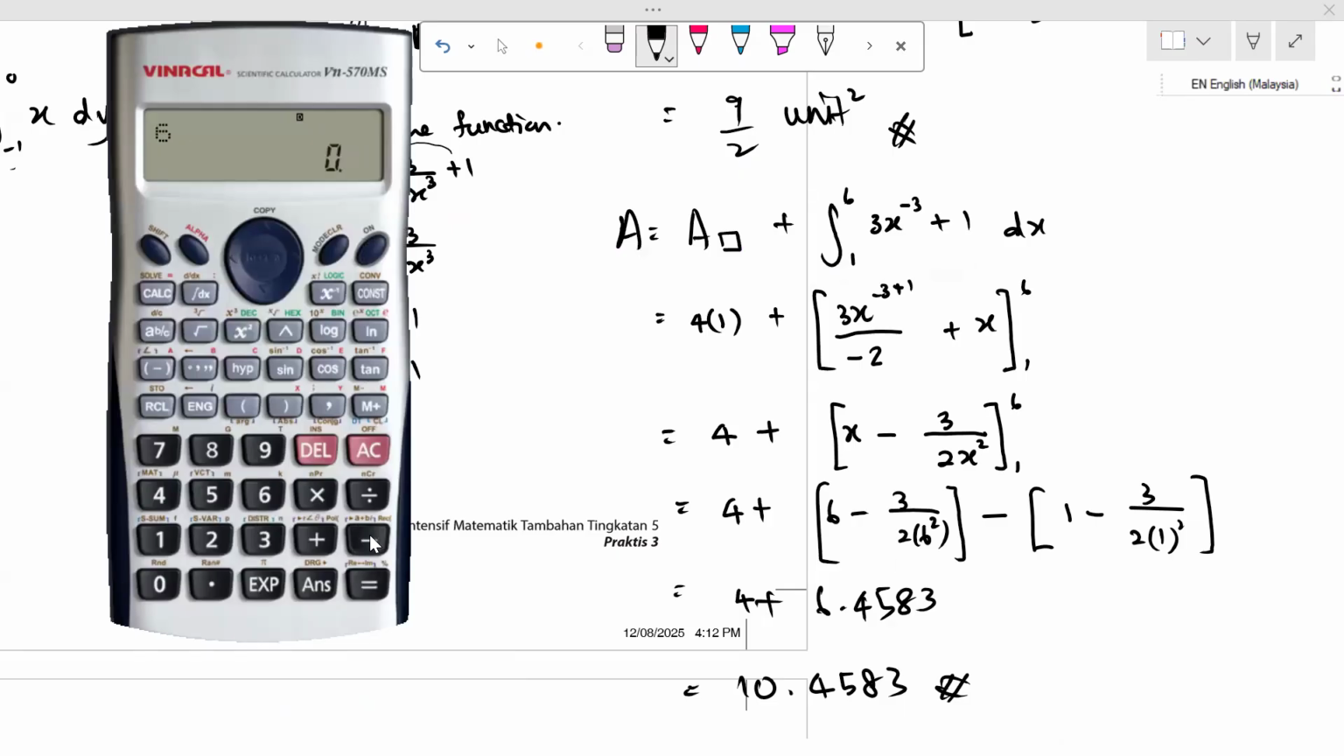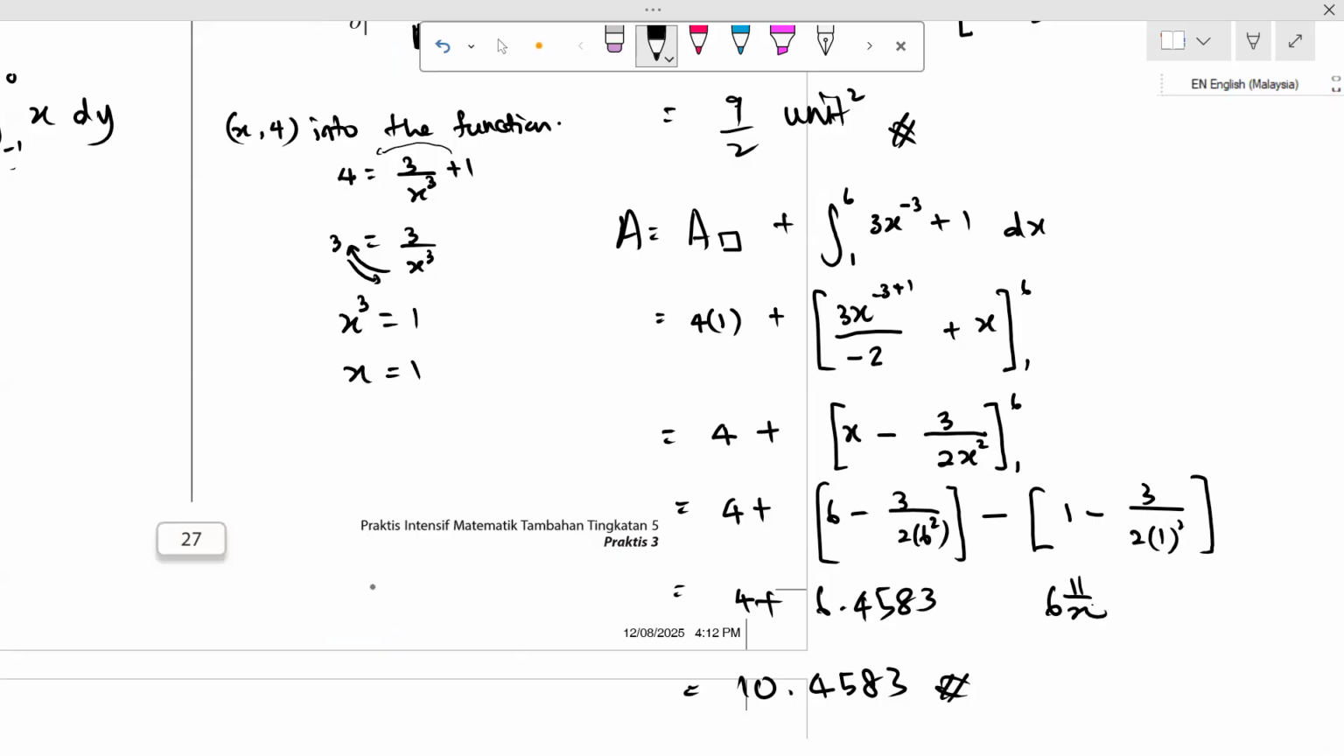6 minus 3 over 2 times 36, and then I have to minus, bracket, 1 minus 3 over 2, close bracket. 6 and 11 over 24.